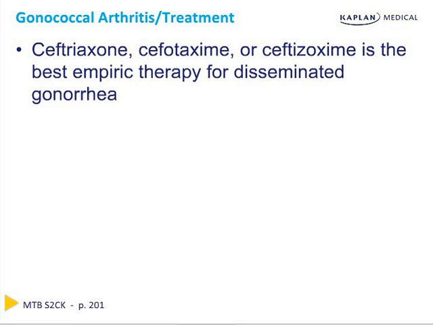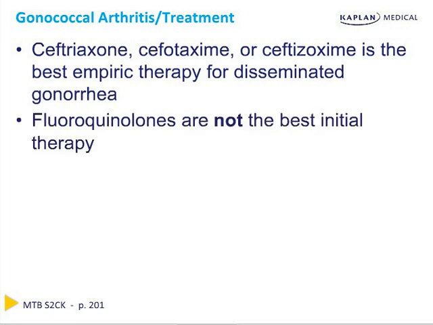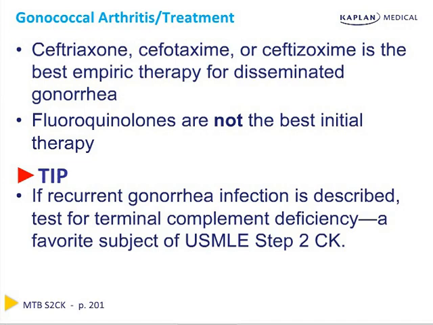Ceftriaxone, cefotaxime, or ceftizoxime is the best empiric therapy for disseminated gonorrhea. Fluoroquinolones are not the best initial therapy because more than 5% are resistant. Use quinolones only if the organism is confirmed to be sensitive. If recurrent gonorrhea infection is described, test for complement deficiency. It's a favorite subject of the USMLE Step 2.